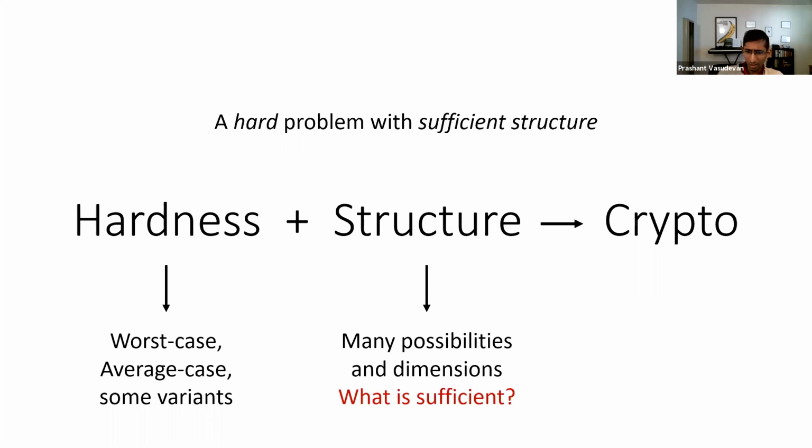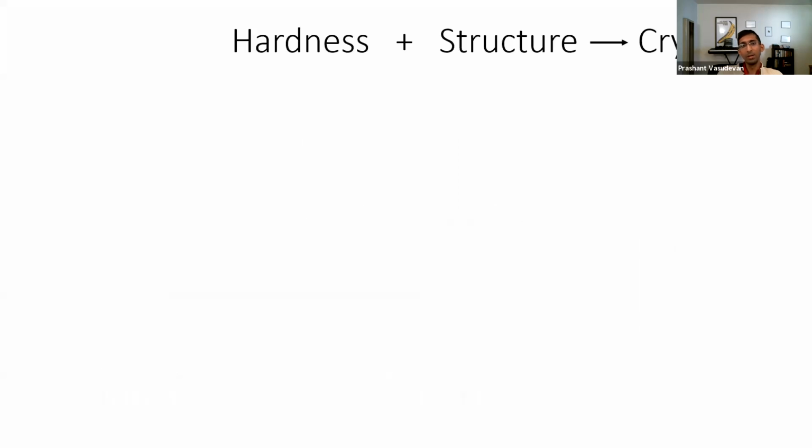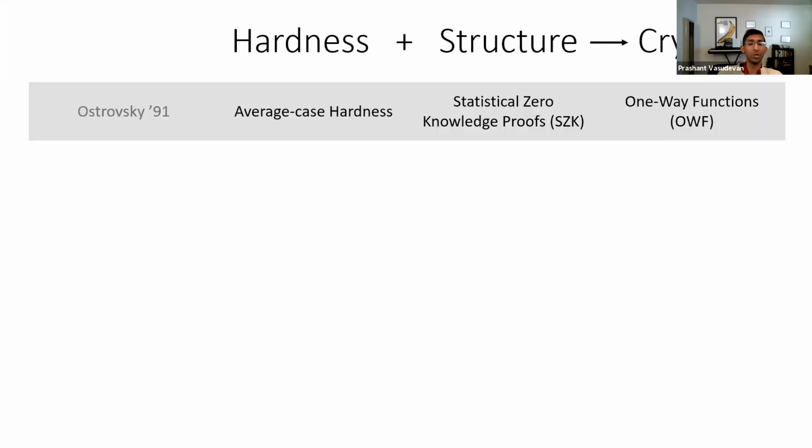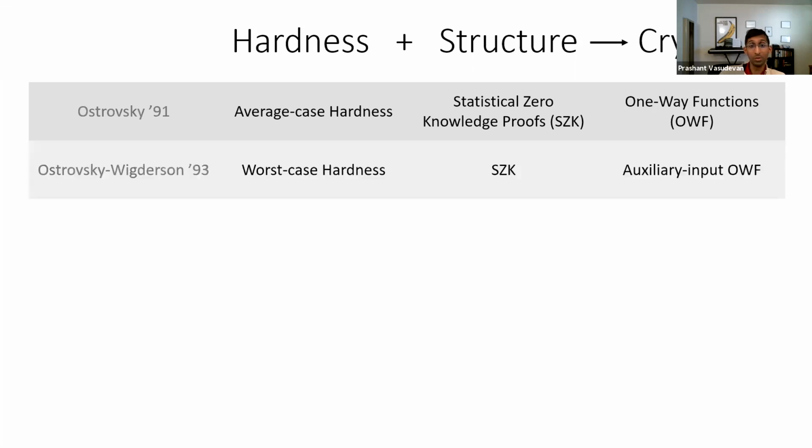And what I want to ask here is what sort of structure is sufficient to do different kinds of cryptography, to get one-way functions, to get other things. And this question, either explicitly or implicitly, has been answered several times in the past by different people. For example, Ostrovsky in '91 showed that if you have languages which have statistical zero knowledge proofs, then this can be combined with average case hardness to get one-way functions. And Ostrovsky and Wigderson also showed that you can combine the same thing with worst case hardness to get a weaker form of one-way functions.